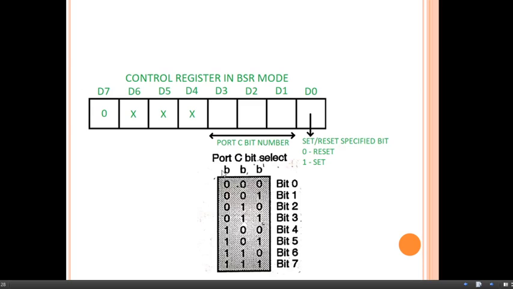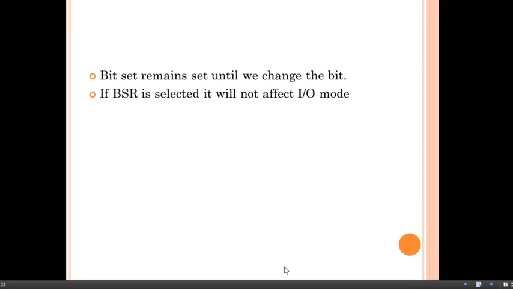Here we can observe if these three bits D1, D2 and D3 are 0, in that case bit 0 of port C is selected. If it is 1, 0, 0, bit 1 of port C is selected. If it is 0, 1, 0, port C bit 2 is selected, and so on. And if these three bits are equal to 1, 1, 1, in that case the 7th bit of port C gets selected. So this bit set remains set until we change the bit.